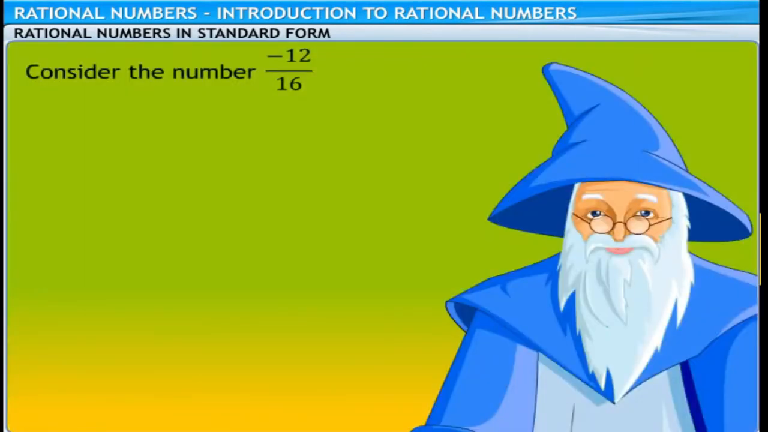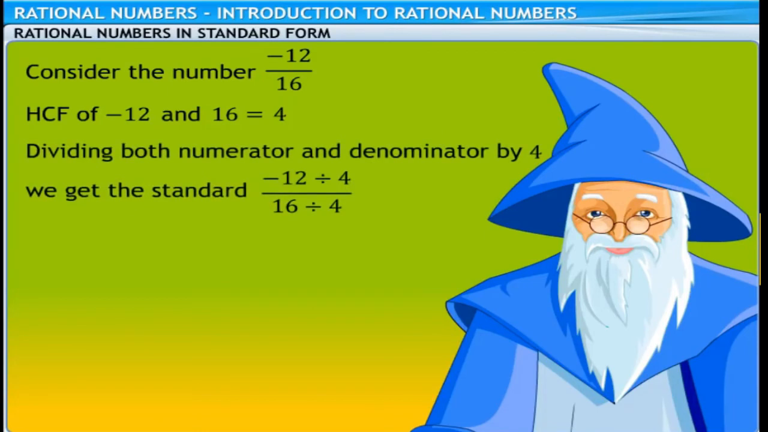Now, consider the number -12 divided by 16. The highest common factor of -12 and 16 is 4. Dividing the numerator and the denominator by 4, we get the number in its standard form.